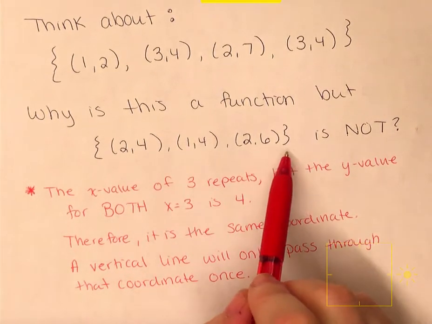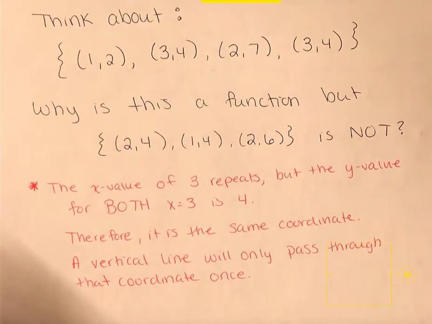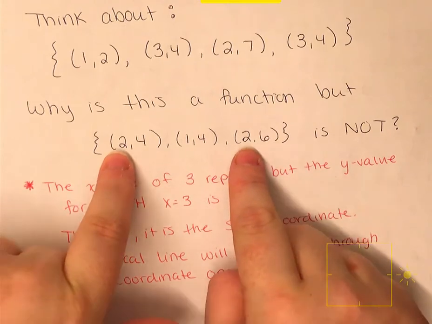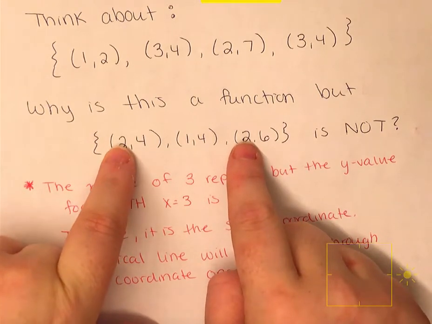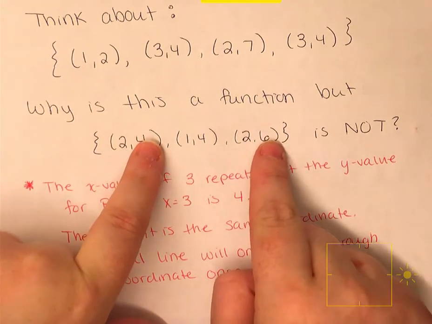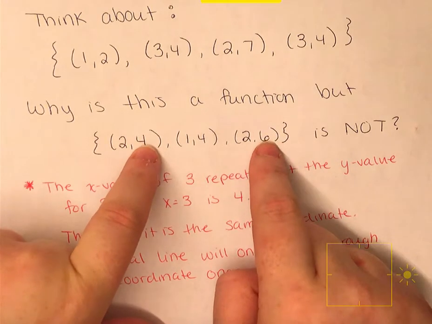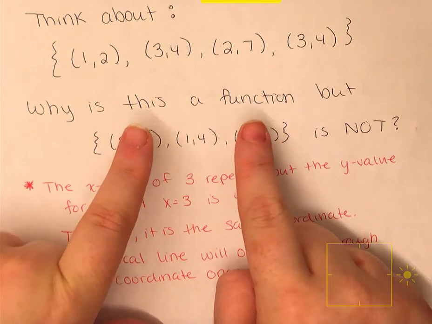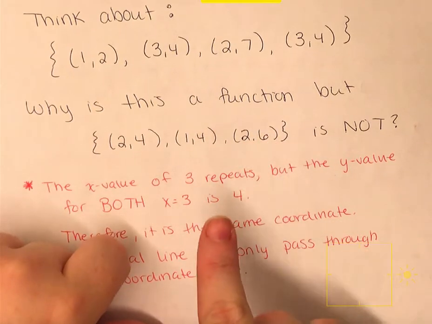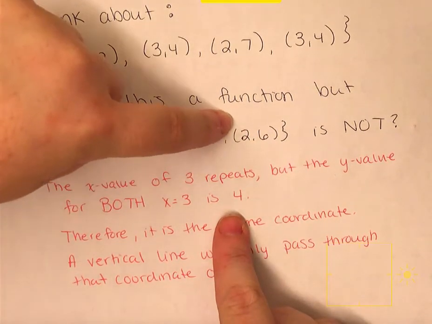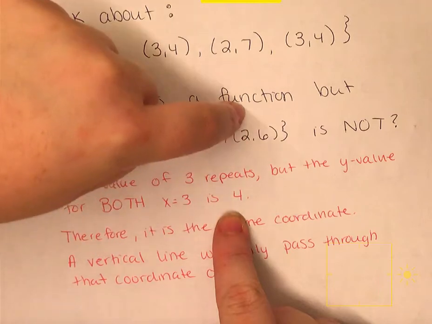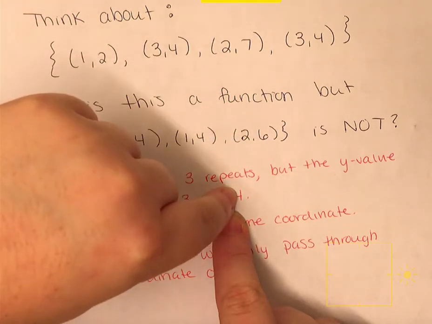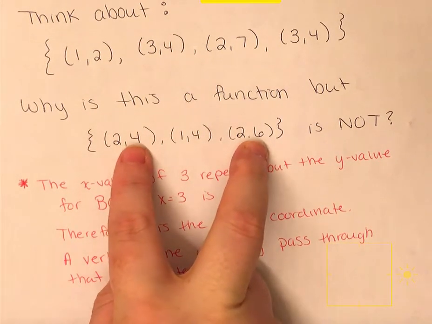But if we look at the second example, the x value of 2, as we remember, those repeat. So we look specifically at those y values. They do not have the same y value. So these are two completely different coordinates. I have (2, 4) and (2, 6). So a vertical line would cross at two different points there. This is why this is not a function.